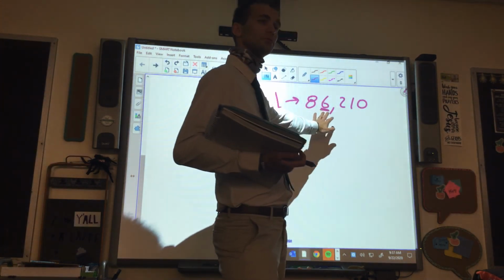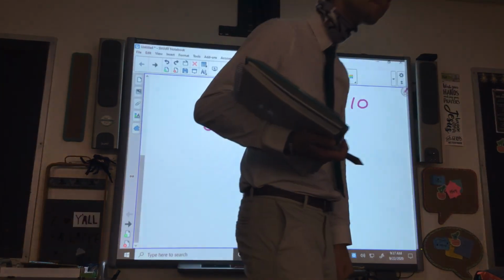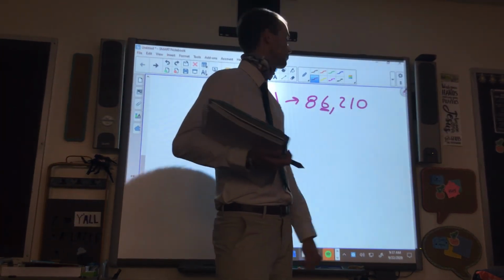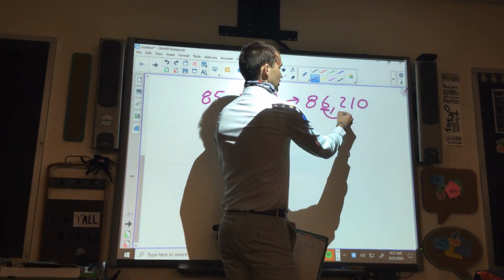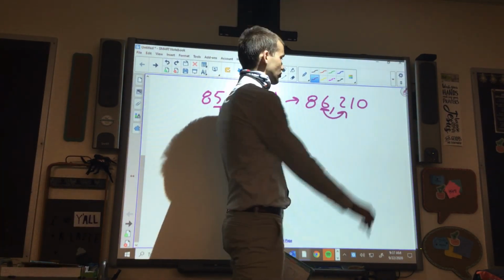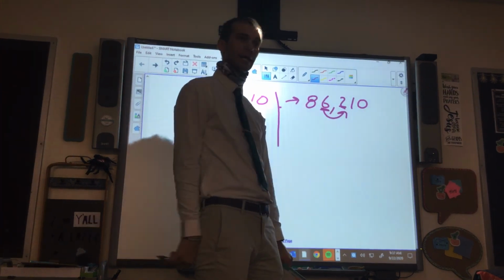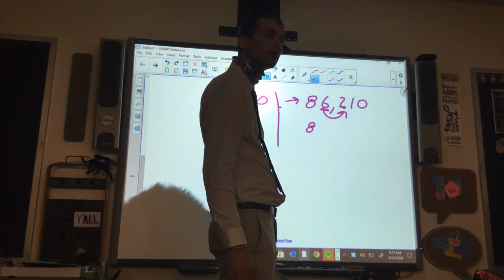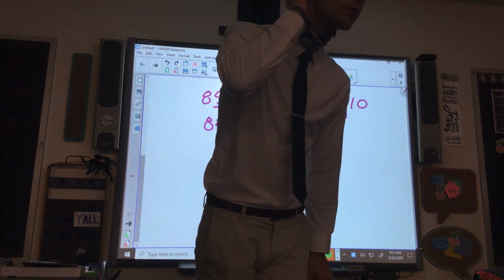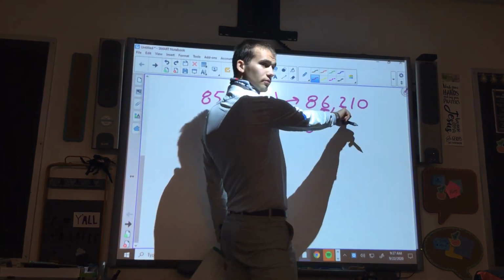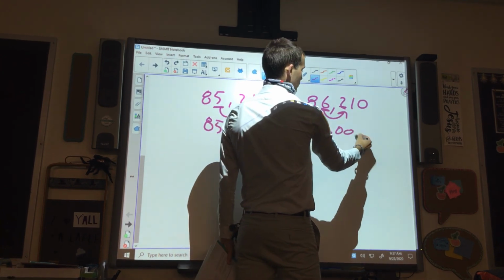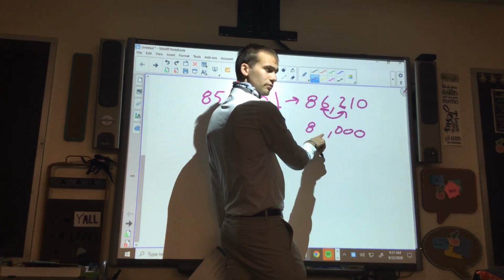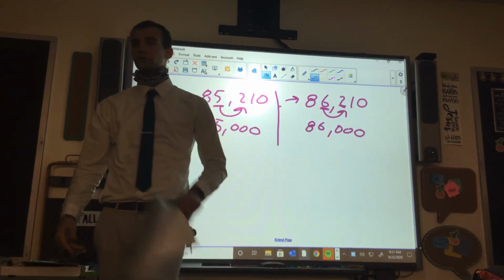Rounding up or down? I just said you're automatically rounding down. You need to look, what is the next number anyways? You would be rounding down anyways, because 2 or lower means you're rounding down. So this number becomes what? That'll become 0. What does this become? Yep, you have 86,000.